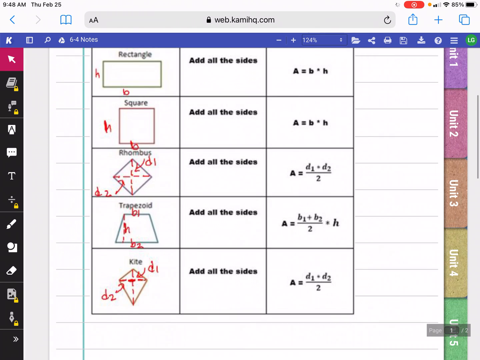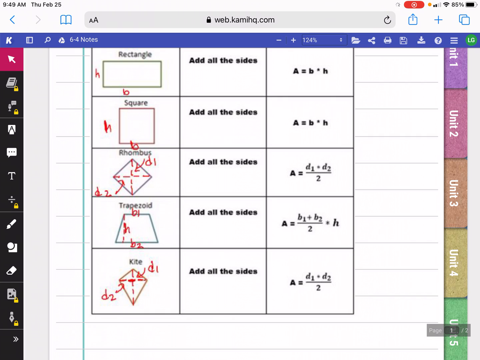Now, when you have a rhombus and a kite, if you look at those two, they're similar. When you have a rhombus and a kite, you're going to take your two diagonals, your diagonal 1, your diagonal 2, you're going to multiply them and then divide by 2. So same formula for rhombus and kites.